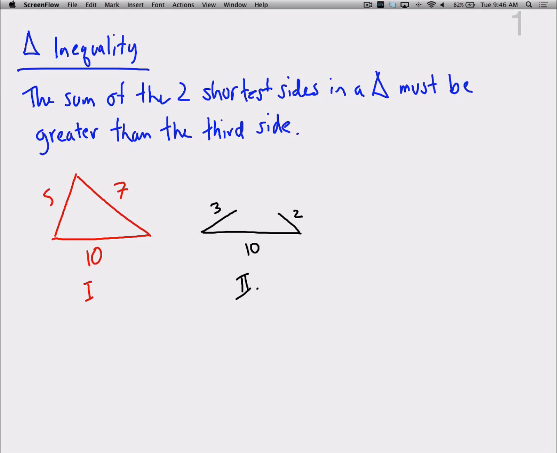Scenario number 3. 3, 7, 10. Triangle? No. The difference being, however, is that that third case will collapse into one segment. Notice in case number 2, the two sides will never touch. In case number 3, they will touch eventually, but not until it collapses into one 10-unit segment.